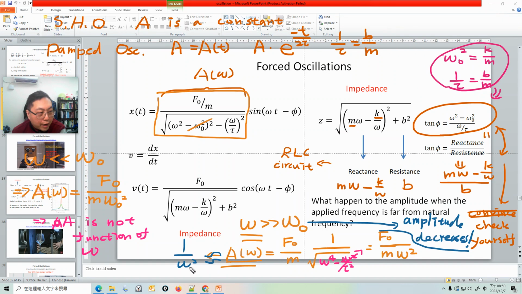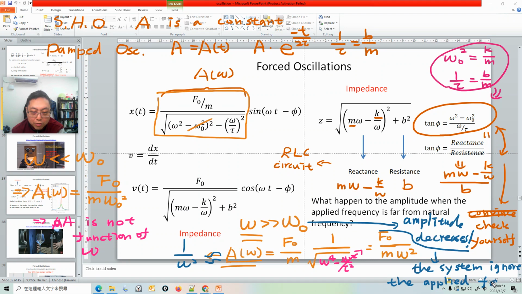If you apply a very high frequency, actually your amplitude decreases. That's very interesting. You can think of it this way: if you apply a very high frequency to your system, the system just ignores you. The system ignores the applied force.